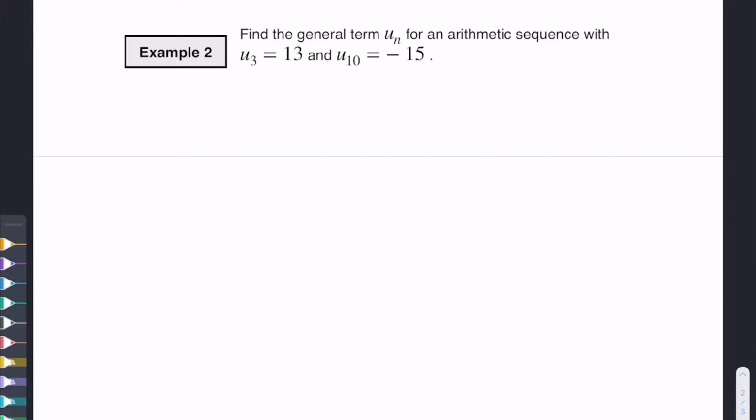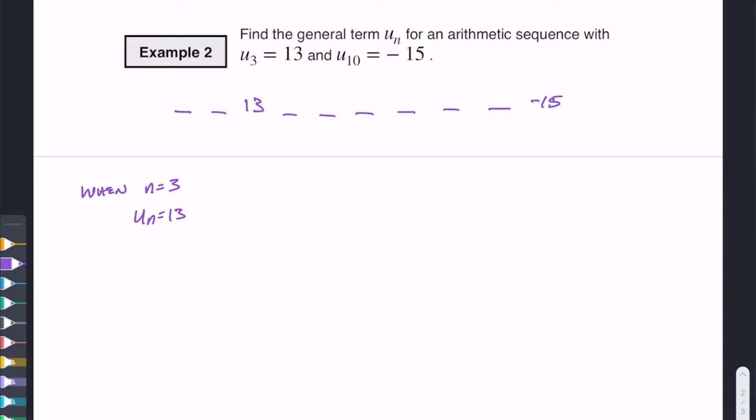But what this is saying is that we've got our first term, second term, third term, fourth, fifth, sixth, seventh, eighth, ninth, 10th. Whoops, and that's going to be negative 15. So we know that we've got to drop down. There's going to be some common difference that's going to make this thing go from 13 to negative 15. We don't know what that is. But what I do know is that when n equals 3, u of n equals 13.